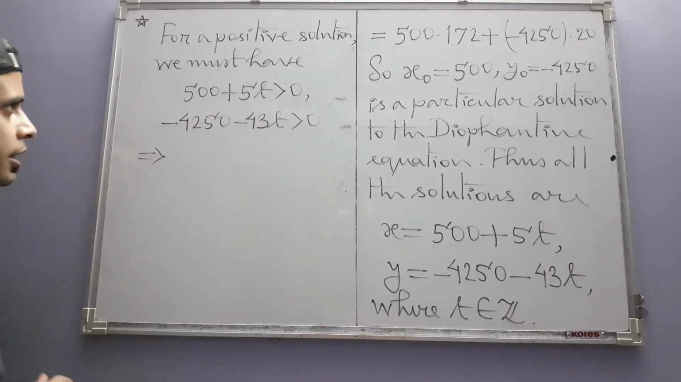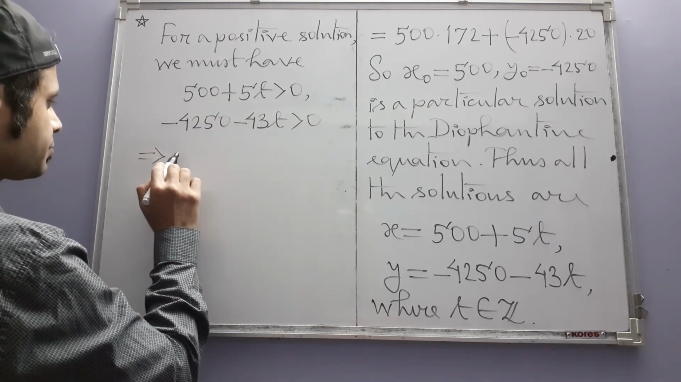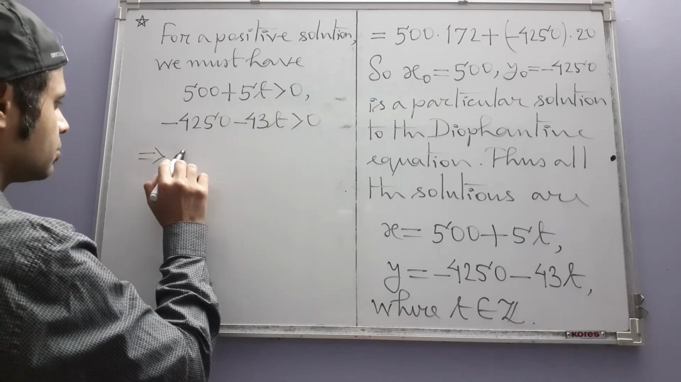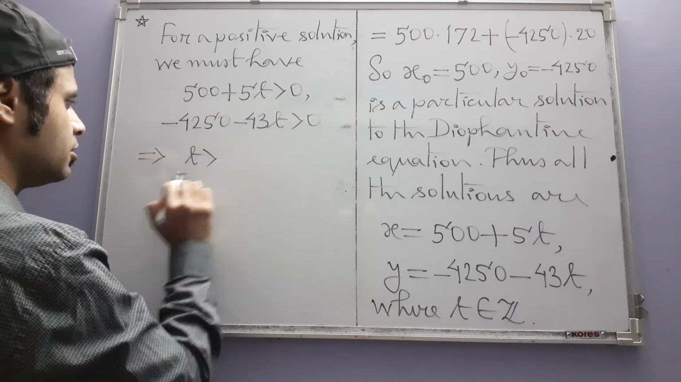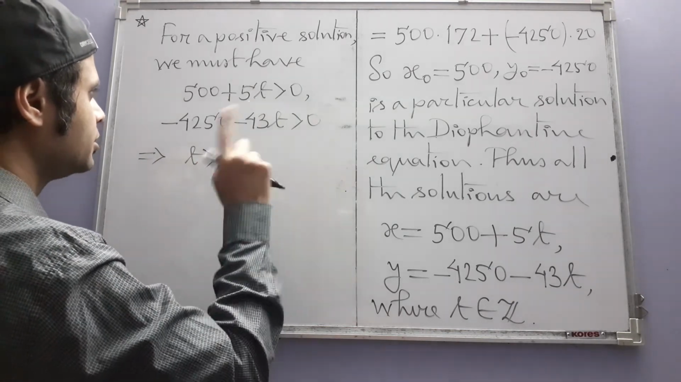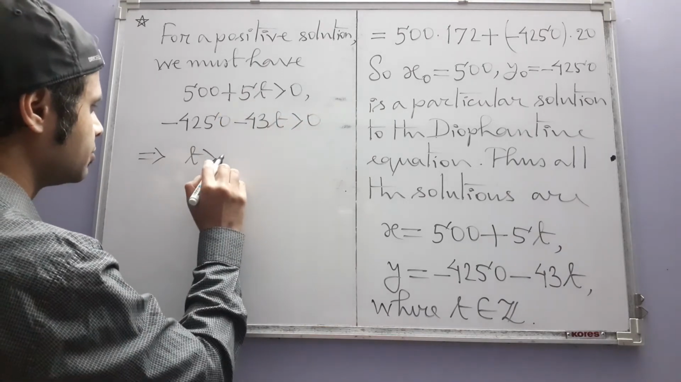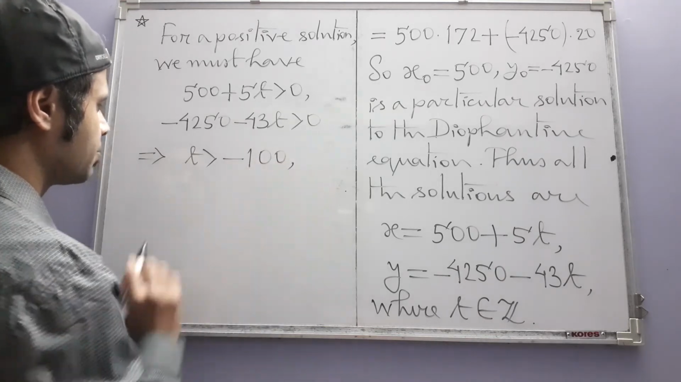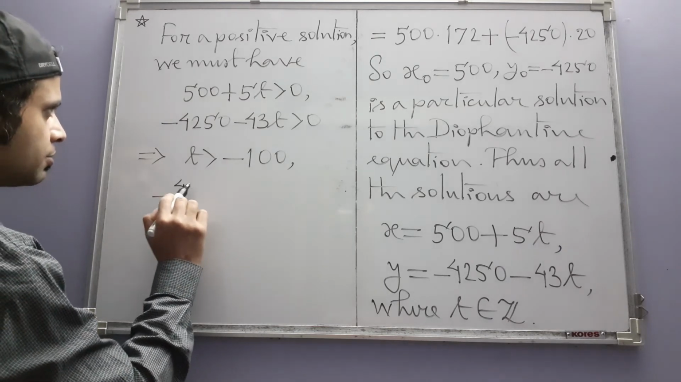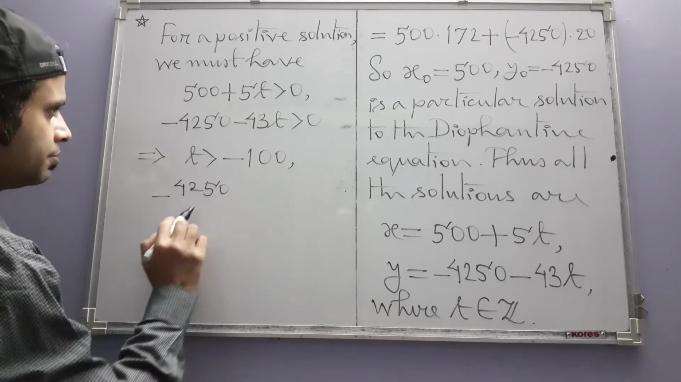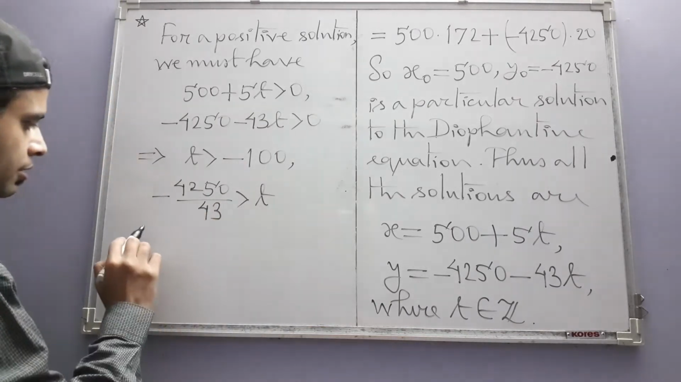And these two inequalities imply what? The first one implies that 5t, or if we go one step further, t should be greater than minus 500 divided by 5. Okay, still greater, because after all we are dividing by 5, which is positive. So minus 100. And what does this one give us? Minus 4250 divided by 43 is greater than t.